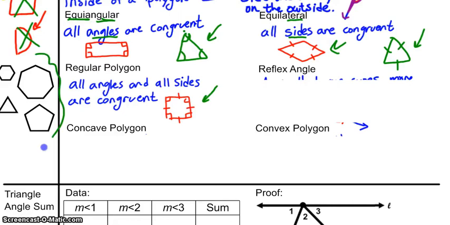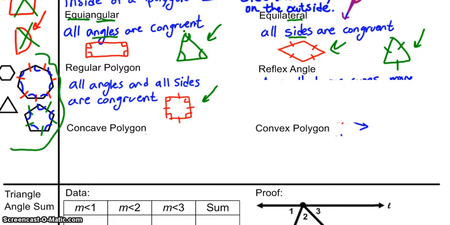Here's some more examples over here of regular polygons. All of the sides are the same, and not just that, but all the angles are congruent. Okay? So that's a regular polygon. Here's another, right? All of the sides are congruent, and all of the angles are congruent in this polygon. Okay? That's what regular means.